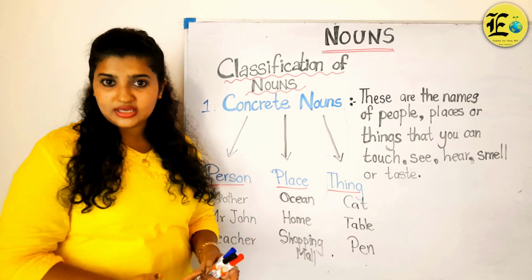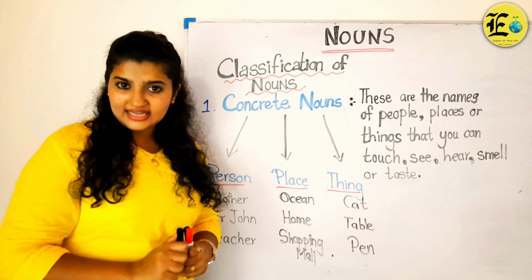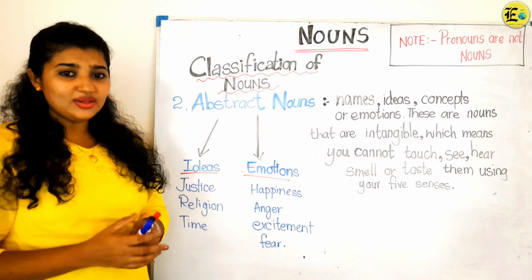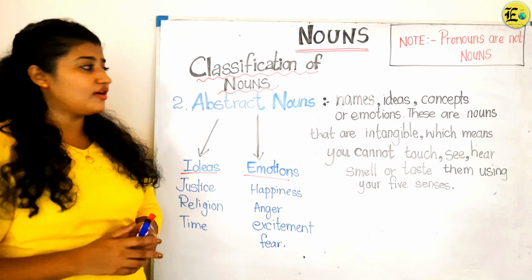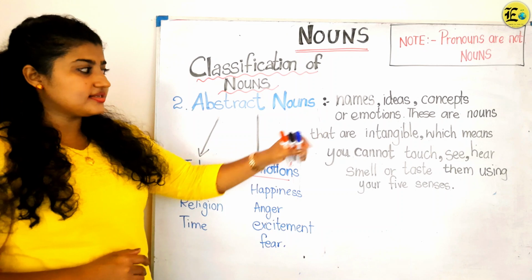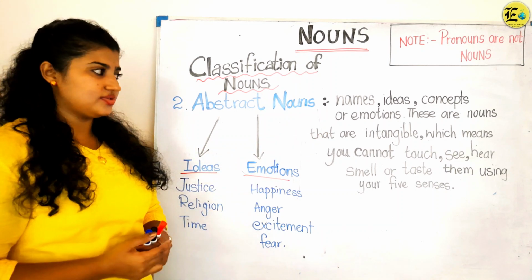So the next important category under the classification of noun is number 2, and that is abstract nouns. Well, now let us have a look at the definition of abstract nouns. Names of ideas, concepts, or emotions.